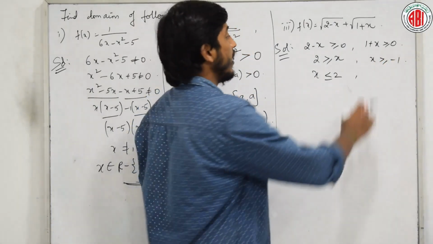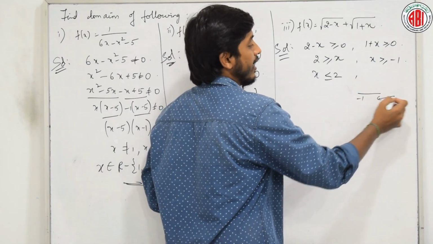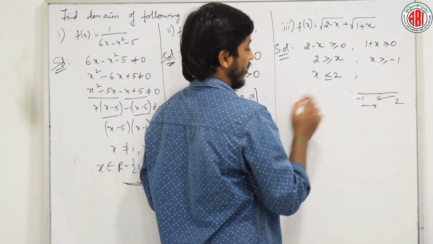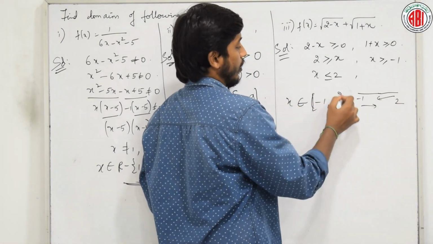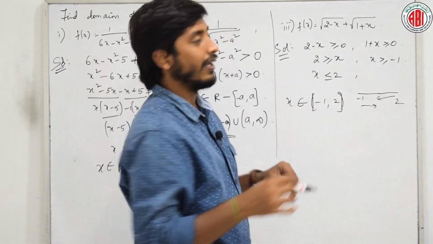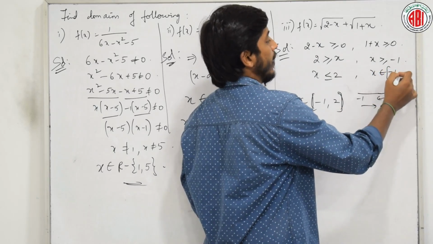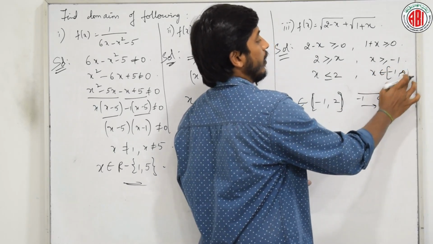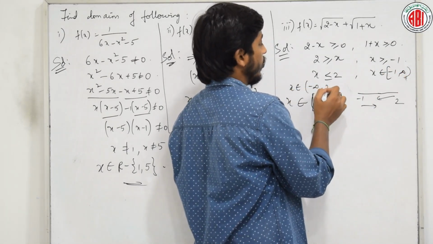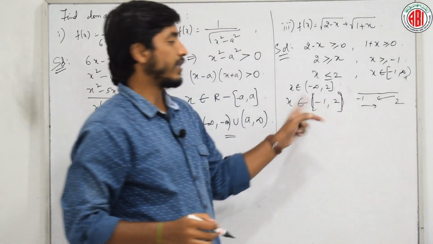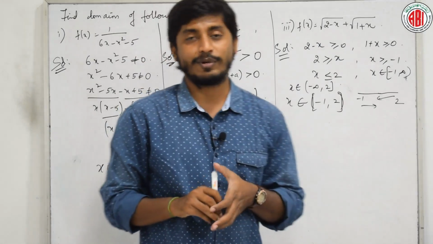Now if you observe, here the value of x is greater than or equal to minus 1 and it is less than or equal to 2. Clear? Therefore, x lies between minus 1 to 2. Both are closed. Right? In some places they write it as x belongs to minus 1 to infinity. Okay? And here x belongs to minus infinity to 2. If I combine these both, I will get this as the answer. Clear? Do you understand? Shall we move on to the next problem?